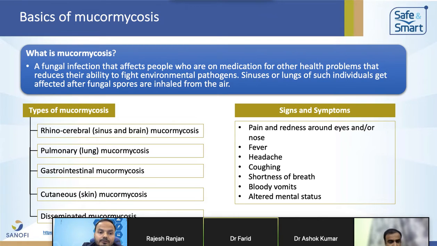If we talk about the different types of mucormycosis: rhinocerebral, which affects the brain and sinuses; pulmonary mucormycosis, which is very common in transplant recipients; gastrointestinal mucormycosis, which proliferates when we take more iron; cutaneous mucormycosis, which spreads when there is any kind of break on the skin; and disseminated mucormycosis, which we see in immunosuppressed patients: transplant recipients, those on immunosuppressive drugs, and cancer patients.